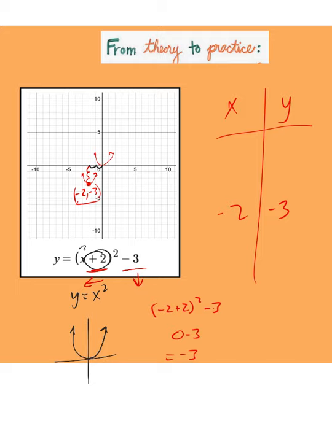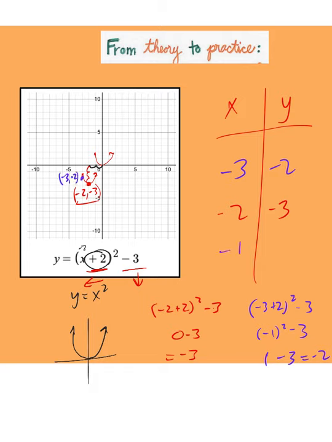So now we go a couple more points. If I go with the negative 3 point, negative 3 plus 2 squared minus 3, that would be negative 1 squared minus 3. Negative 1 squared is 1. 1 minus 3 would be negative 2. So negative 3, negative 2 would be this point right here.